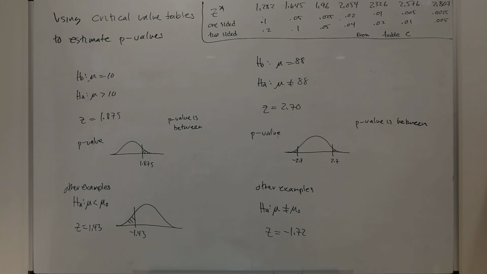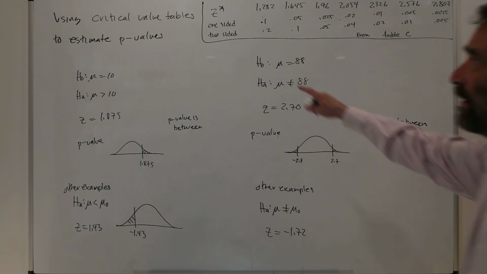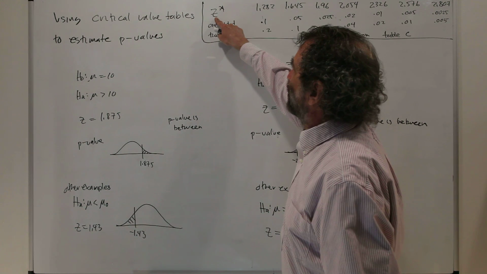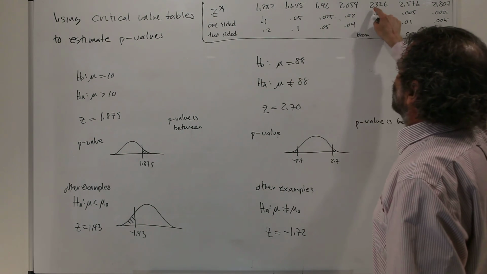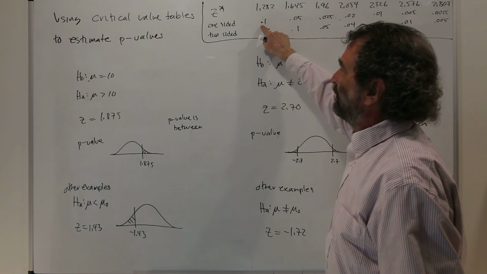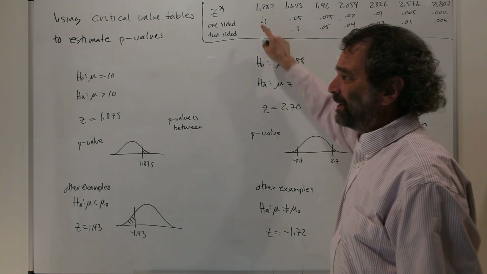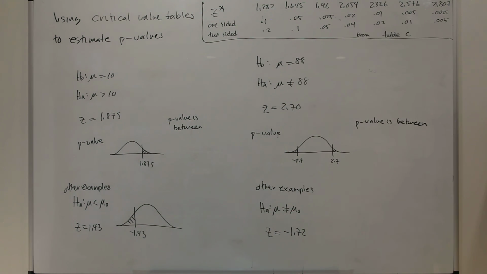Okay, so we had one final thing to think about, and that's estimating p-values using the critical value tables in table C at the bottom. So I've copied part of table C over here. Here's the critical value for Z. Here are the various values you might expect to see for Z. And here's the one-sided p-value corresponding to that Z value. So that's the upper tail probability.